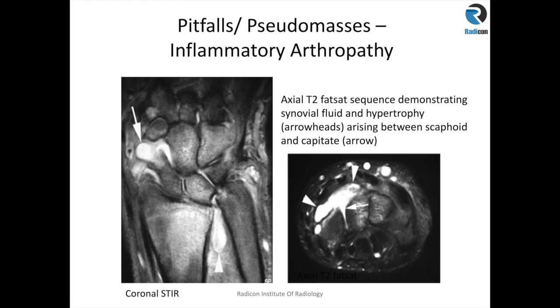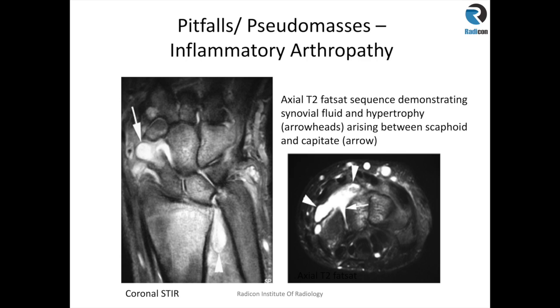So patient may just present with painful lumpiness or painful mass on the wrist, and when you scan them, you get this horrible or diffuse marrow edema with lot of fluid and synovial hypertrophy. So you must consider inflammatory arthrosis in such patients. It may well be the first presentation of the patient.